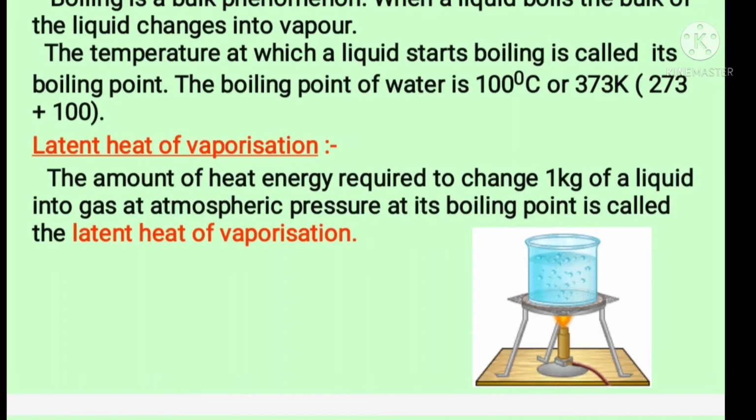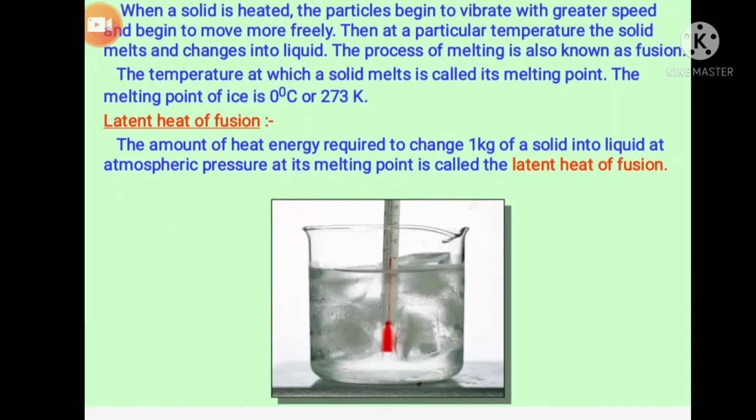In definition, latent heat of vaporization is the amount of energy required to change 1 kilogram of a liquid into gas at atmospheric pressure at its boiling point. And latent heat of fusion is the amount of heat energy required to change 1 kilogram of a solid into liquid at atmospheric pressure at its melting point.